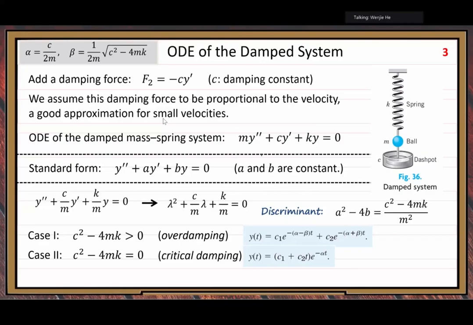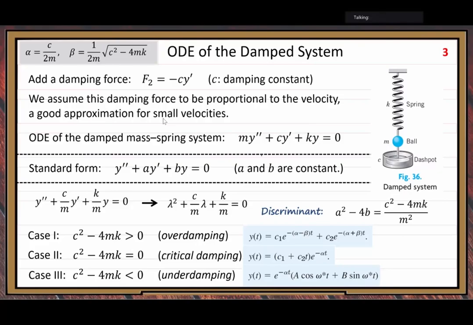Case 3, discriminant less than 0. This system we call the under-damping system. The solution involves sine and cosine, for some omega star, because here we need to use a special constant. So omega star equals this expression.